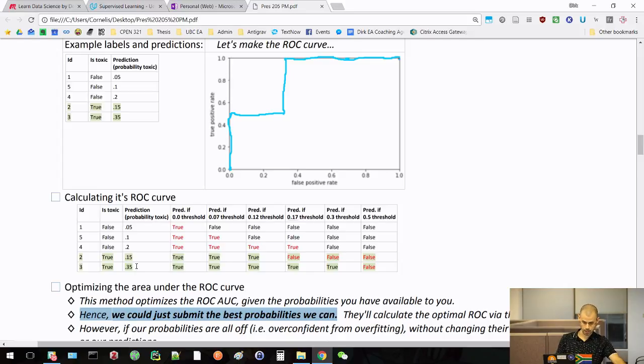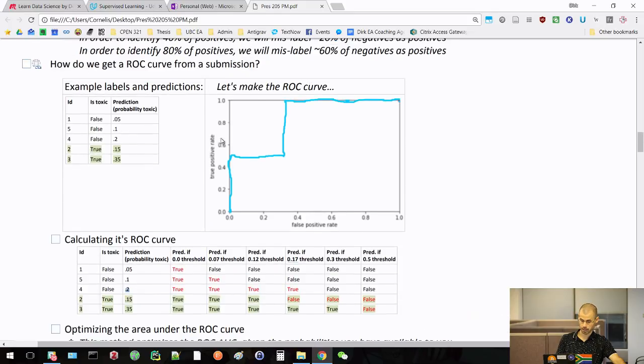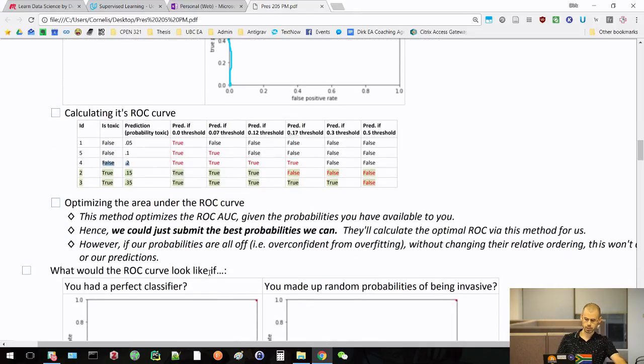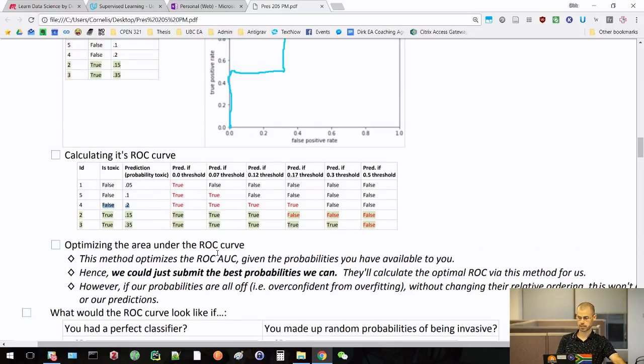So one strategy is we can just submit the best probabilities that we can, and then given that we've got the best possible probabilities, by this method we get the best possible area under curve, or we could take into account that actually the probabilities themselves aren't what's really important here. It's actually the relative probabilities, right? So if this was 0.2 and this was 0.15, then our curve would have gone straight up and straight over, right? So what lost us area under curve points here was that the probability of this actual toxic comment was lower than this probability for one that was false. So you could try to more directly optimize the area under curve as well.